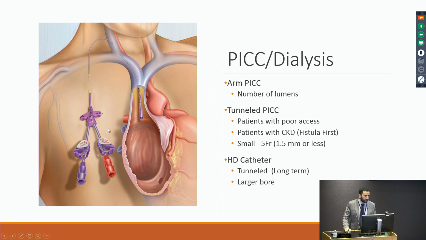Tunneled HD catheters or tunneled infusion catheters are put in the same way. Those are just a little larger bore catheter. So this is just one thing I want you to keep in mind. If the patient can't get a PICC, this exists, and I can do that quickly, either under moderate sedation or even local sedation, so they don't even need to be NPO if it needs to be placed urgently.